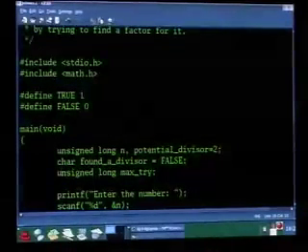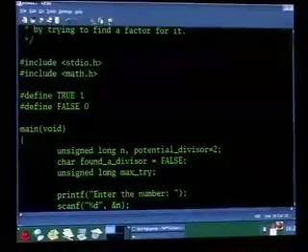Now max try is going to be the value of square root of n, or in fact the integer which is just below the square root of n. In other words, max try is going to be the floor of square root of n. Note that the square root of n need not be an integer.